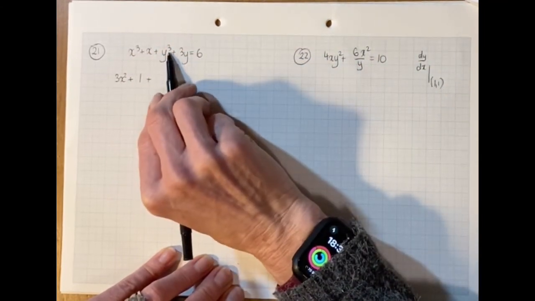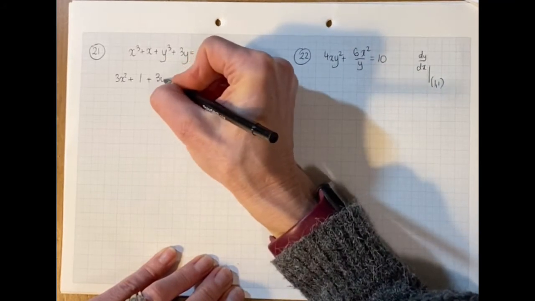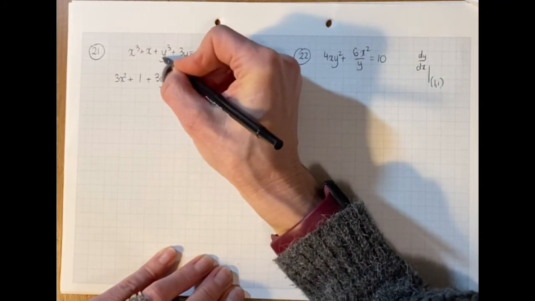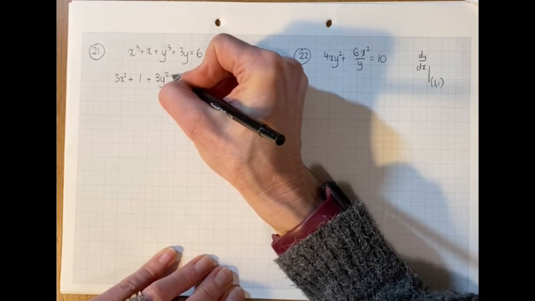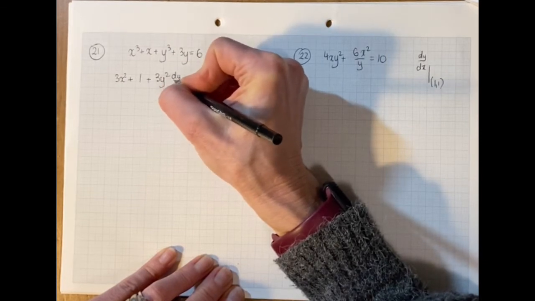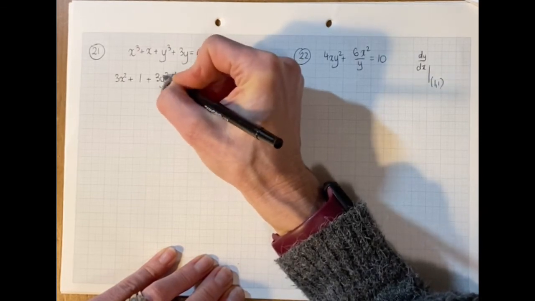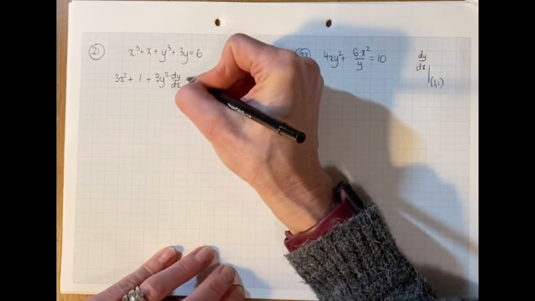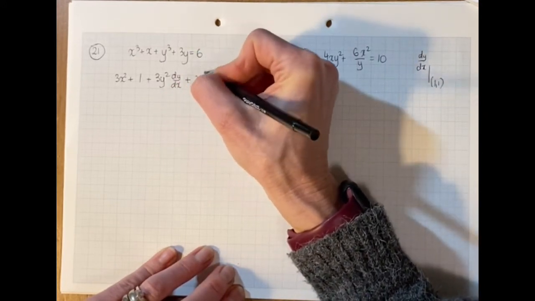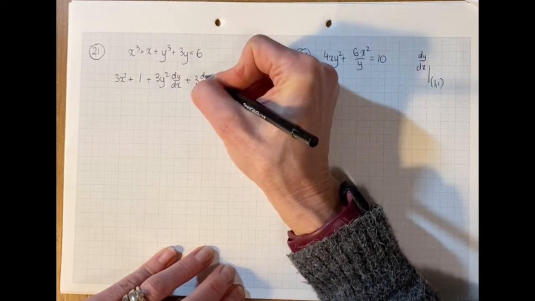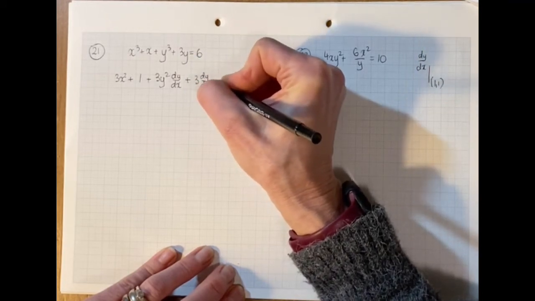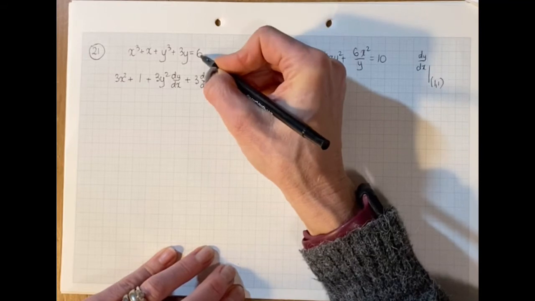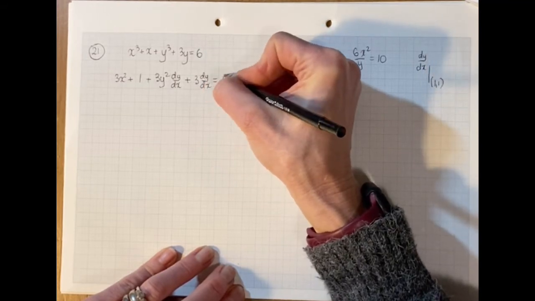y cubed goes to 3y squared, but then imagine inside your y there are x's, so you need to follow it by dy dx. So as soon as you hit a function of y, you need to follow it by dy dx, plus 3y goes to 3 followed by dy dx, equals, because there's an equal, constant differentiates to 0.